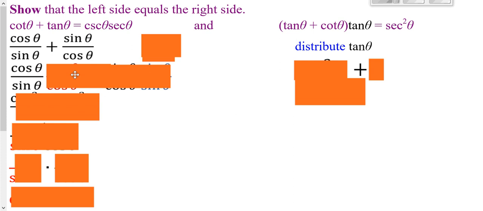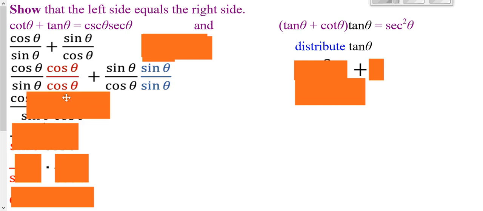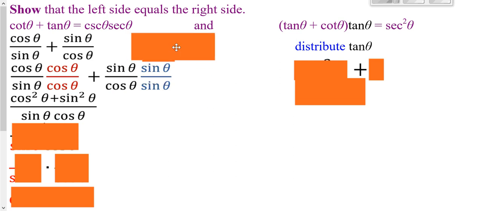So my first fraction, I need to multiply top and bottom both by cosine over cosine, which is a special form of 1. And remember, multiplying by 1 doesn't change the value, only the appearance. The second fraction needs a sine top and bottom until we get this. So now I have my common denominator. I could write it as one big fraction. Cosine times cosine is cosine squared, plus sine times sine is sine squared, over my common denominator.